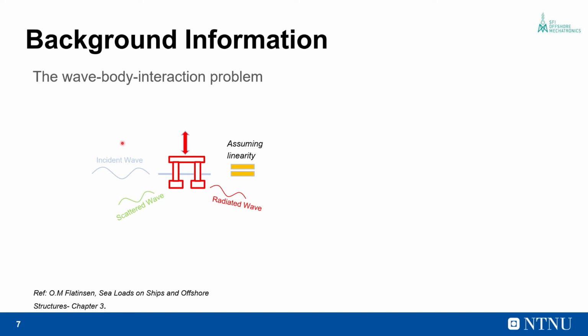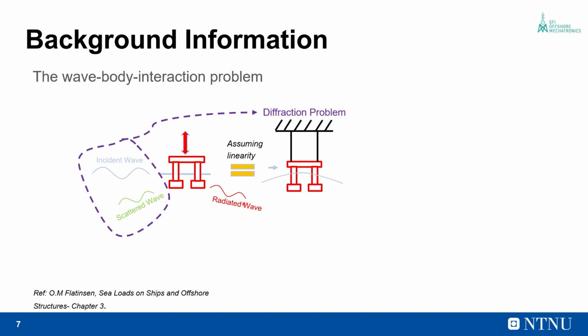So if we assume linearity, that means if we assume that the motion of the platform is linearly proportional to the incident wave load, then we can split the problem into two. One is the diffraction problem, where we assume that the object is held fixed at its equilibrium position and the incident wave is acting on the object. And the other is the radiation problem, where we assume that the object is initially floating in calm water, and then we begin to oscillate the object in its 6 degrees of freedom, which in turn creates 6 patterns of radiation waves associated with each degree of freedom, and this is called the radiation problem.